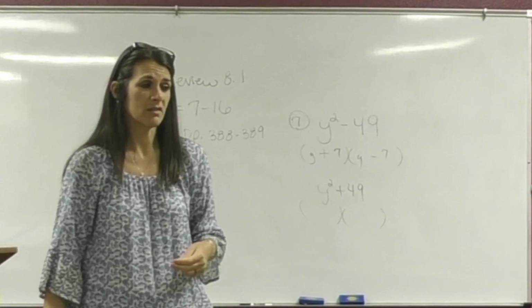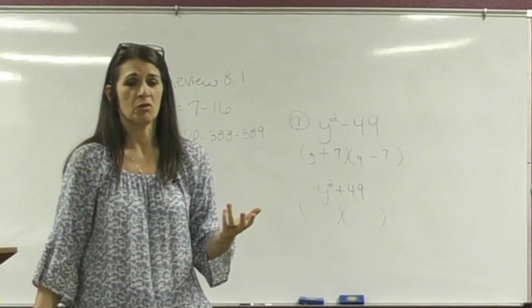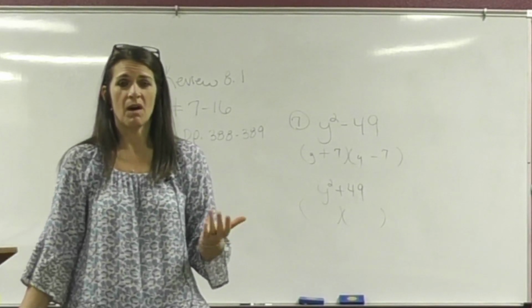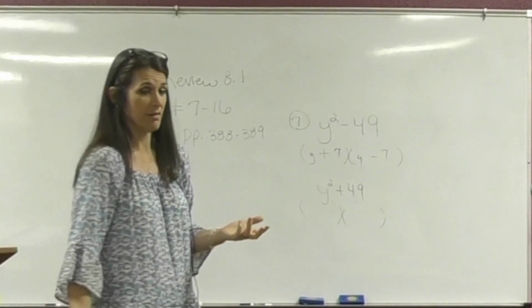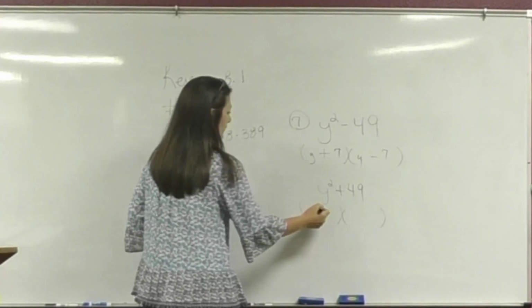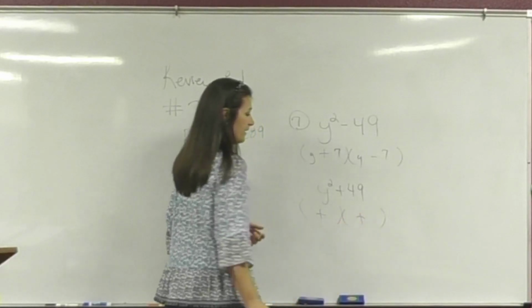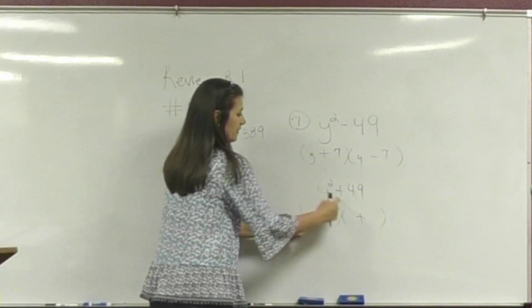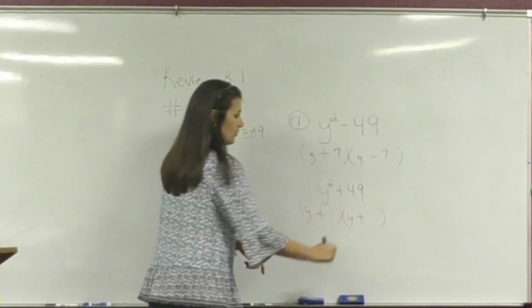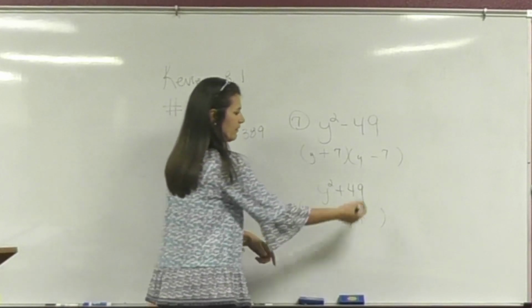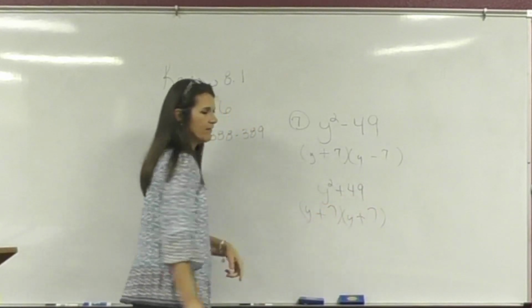So if I were to just guess, because I don't know what to do, I could possibly just stick pluses in there for lack of knowing what to do. And then I could square root this. I know that two y's multiplied give me a y squared. And what if I just said, well, let me just put 7's in here.